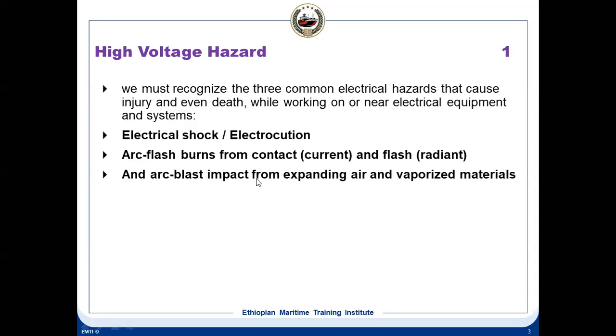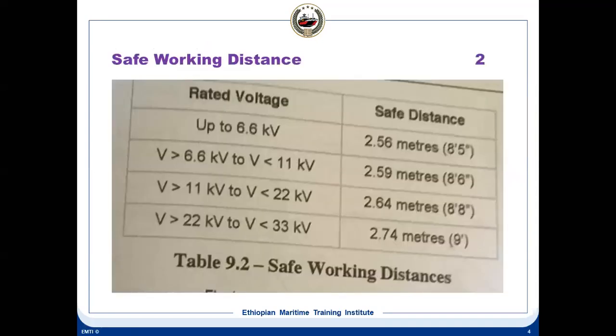Then arc flash burns from contact. Because of the arc flash, you can get burns. And there can be flash also, it can be radiant. Then you can have an arc blast. Arc blast means impact from the expanding air and vaporized material. So these are the various hazards from high voltage: electrocution, electrical shock, arc flash, arc blast. These are the hazards because of the high voltage.